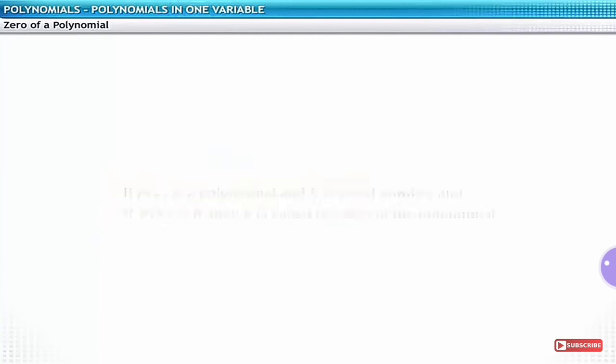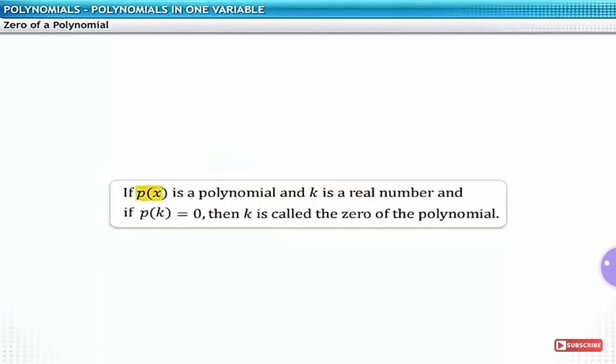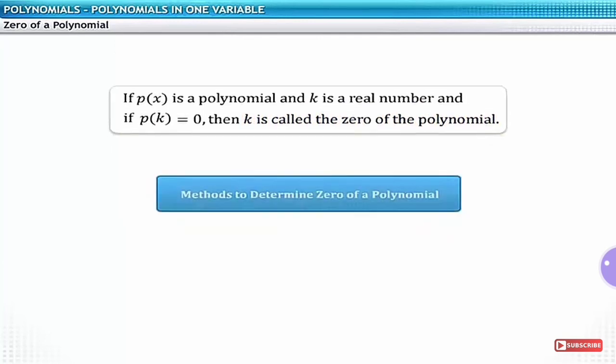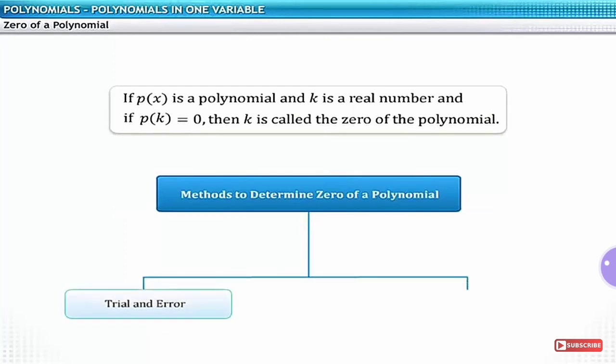In general terms, if p of x is a polynomial and k is a real number, and if p of k is equal to 0, then k is called the zero of the polynomial. You can determine the zero of a polynomial through two methods, by trial and error and by equating polynomial to 0.